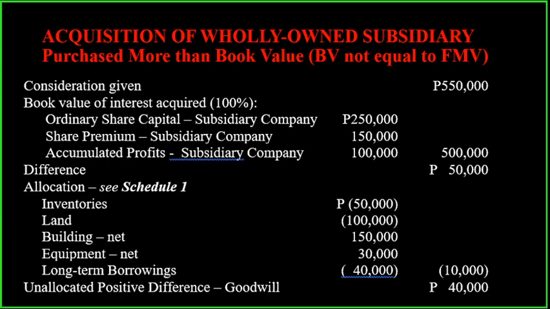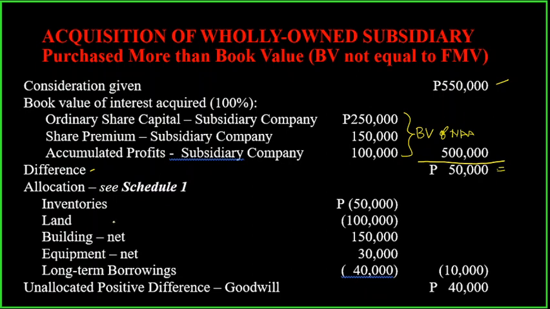Next, this is the schedule of allocation of excess. This is the acquisition price. This is now the book value of net assets acquired. After deducting that, you will now have the excess of acquisition cost over the book values of net assets acquired. The name is long, isn't it? That's why the author is okay here, because he just used difference.